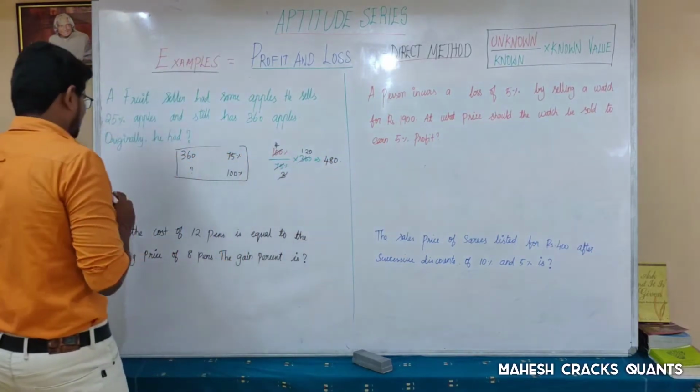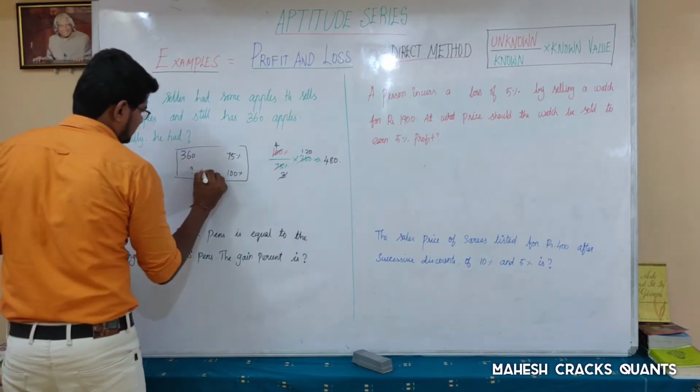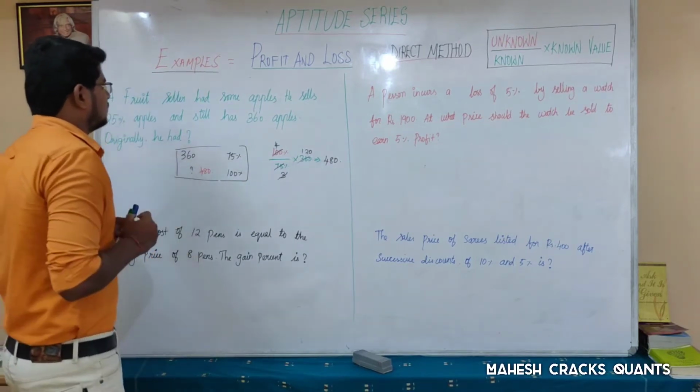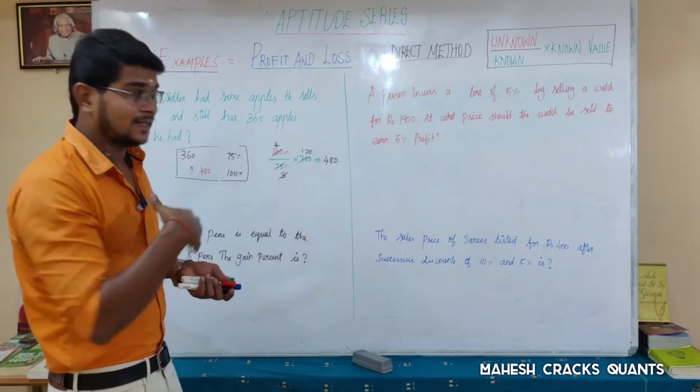What is the number of apples he had originally? 480 apples. That's all for this question. Okay, done. Let's move to the next question.